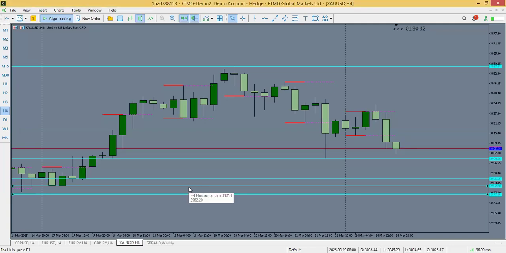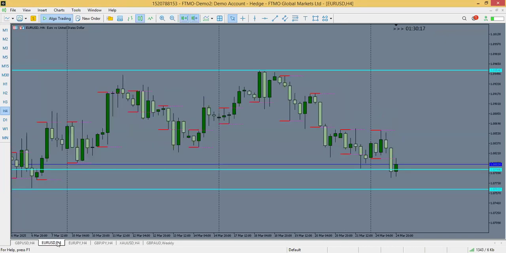Okay, that's an excellent question. It depends on the time frame that you are trading on. So let me use this 4-hour chart, for instance. Let's even use this Euro USD, because that gives us a nice setup. Let me remove this one here.